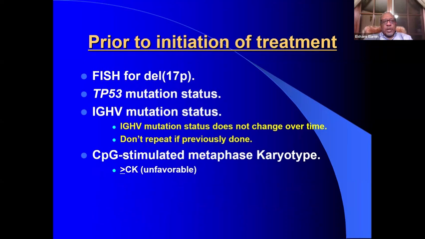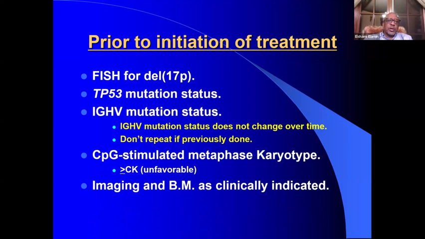The karyotype, as we said before, 5 or more karyotype abnormalities, a complex karyotype, is unfavorable. Honestly, most people don't do it, but it's better to do cytogenetics for that. But the main thing is deletion 17p, TP53, that almost everyone agrees has to be done. Imaging and bone marrow test as clinically indicated. So it's not for everyone.